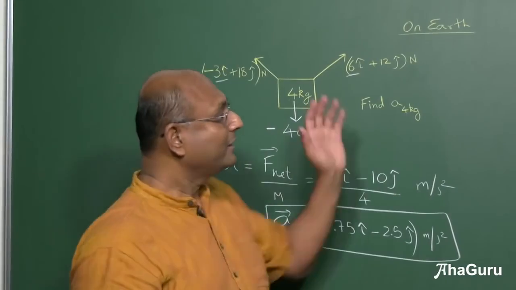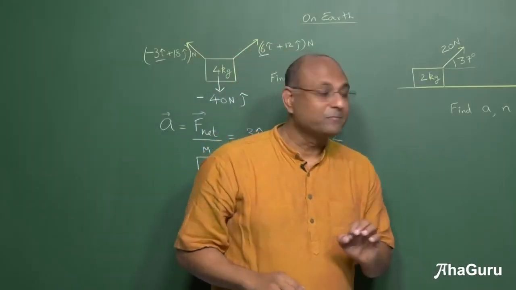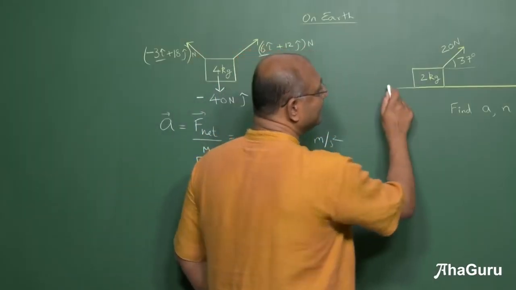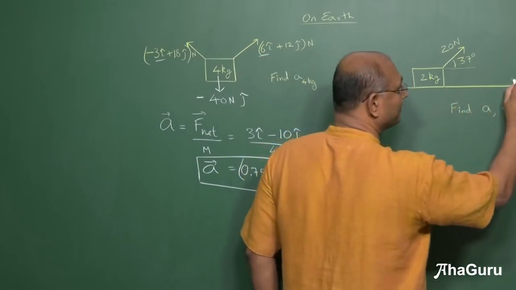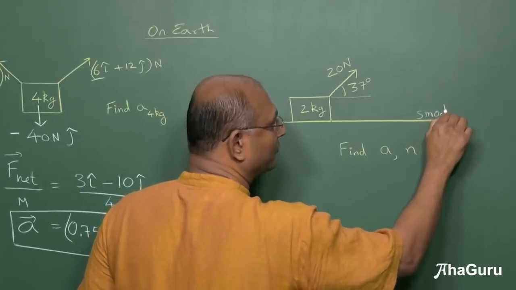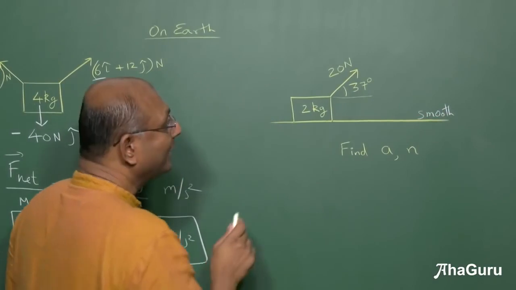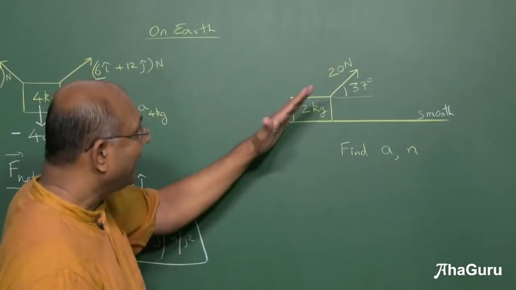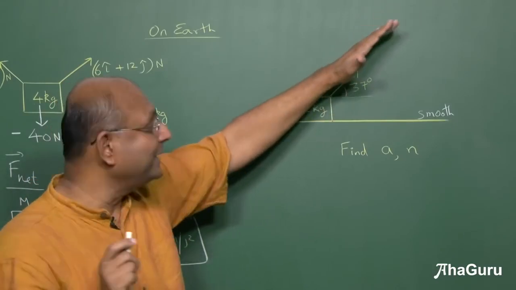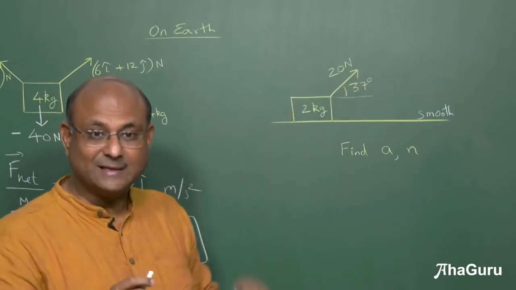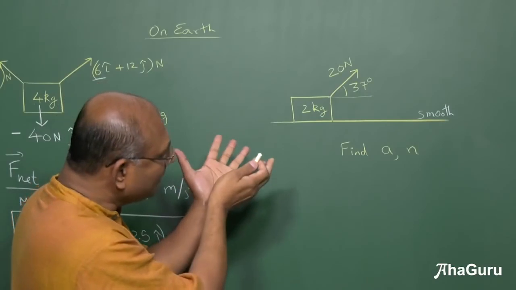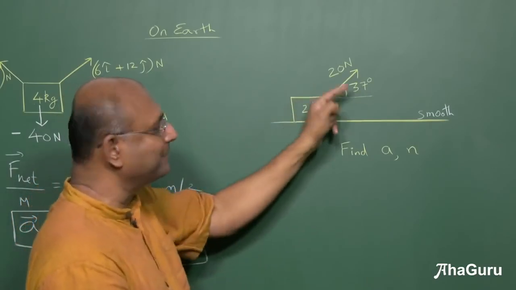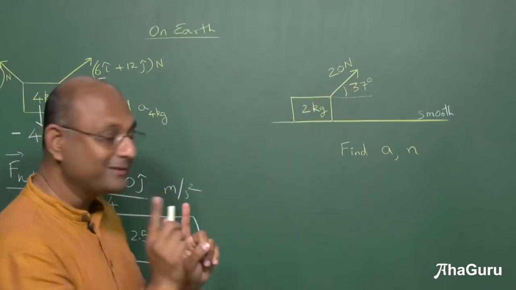Now here I am going to look at another question. In this question there is a floor, a smooth floor. For now we will only deal with smooth floor, no friction. I am basically pulling this block with a rope, with a force of 20 newtons at an angle of 37 degrees. Now you just look at this problem and you will say, okay, this much must be the component. That's not enough.